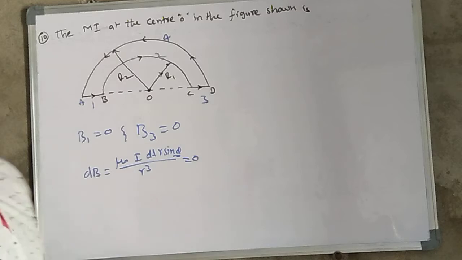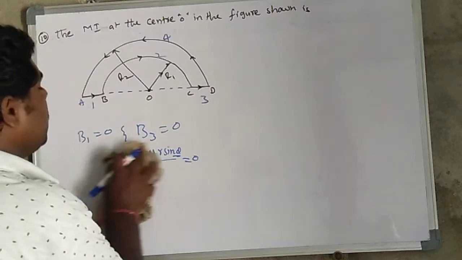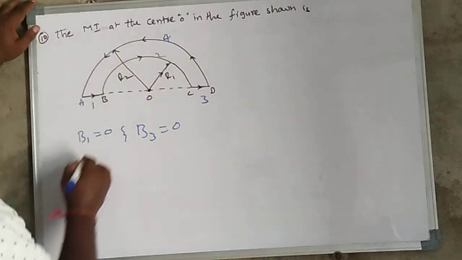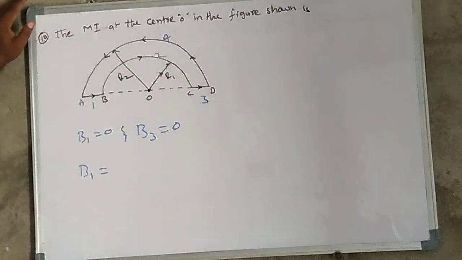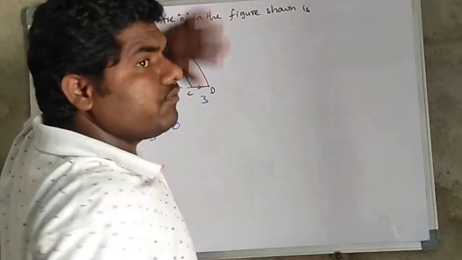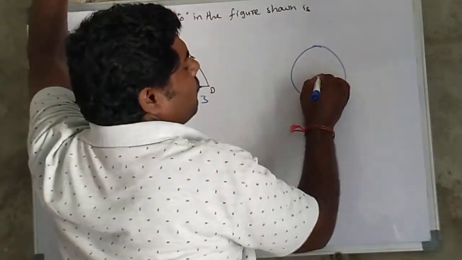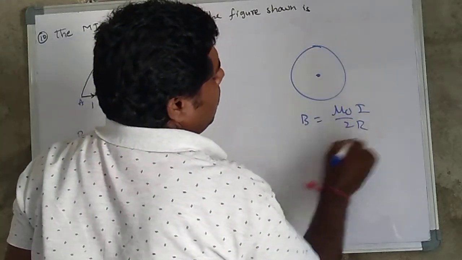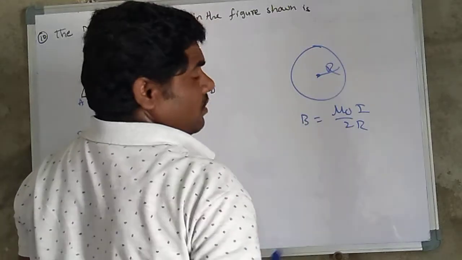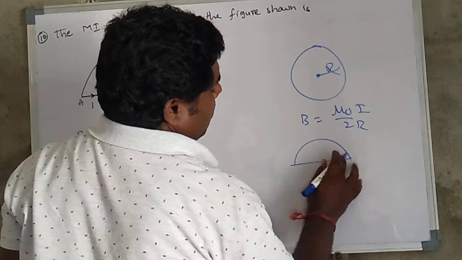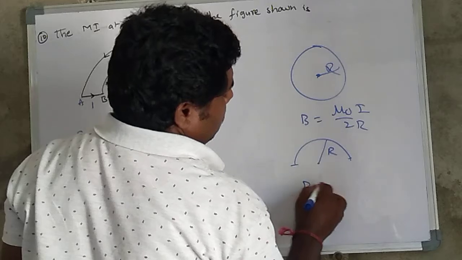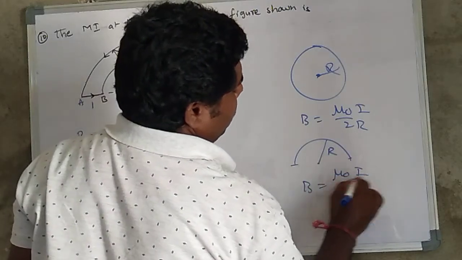In the straight wire in this figure, the magnetic field becomes 0, and the first part and third part are also 0. Here B1 is nothing but a semicircle. In a full circle, we know the magnetic field at the center point is B equal to mu naught I divided by 2r, if the radius is r. For a semicircle like this, with r as the radius from the center, half of this value is mu naught I divided by 4r.